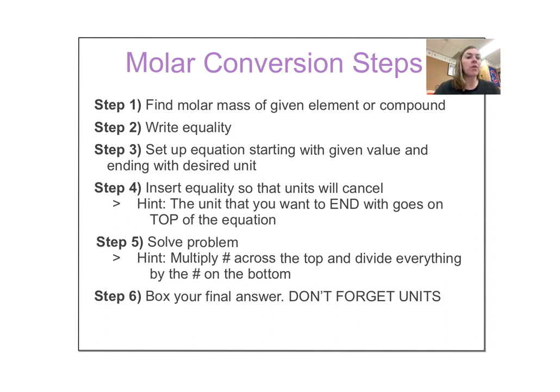Then we're going to set up the equation, starting with what's given in the question, and then our bunk beds. So we have our blank bunk beds and an equal sign with our desired unit, and I just leave room for my answer. Then we insert the equality into the bunk bed so that the units will cancel. Remember, the unit we want goes on the top bunk, the unit we're trying to get rid of goes on the bottom. Then we solve by multiplying across the top, hitting enter on our calculator, dividing by what's on the bottom, and boxing your final answer.